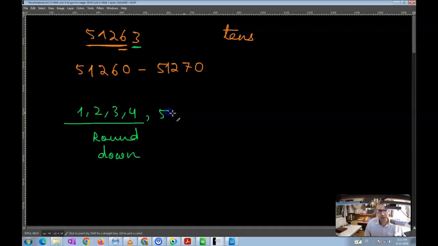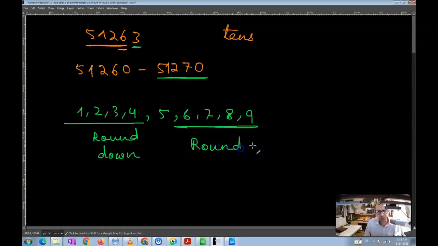If it is a 5 or a 6 or a 7 or an 8 or a 9, so again over here we said that essentially if you have any of these digits, you're going to be much closer to this number, so then you're going to round up. And then if it's a 5, by convention again you're going to round up, and if it's a 0, then again you're exactly at this number, so again you're rounding down.